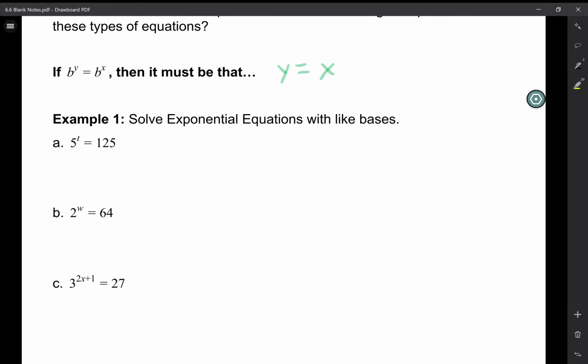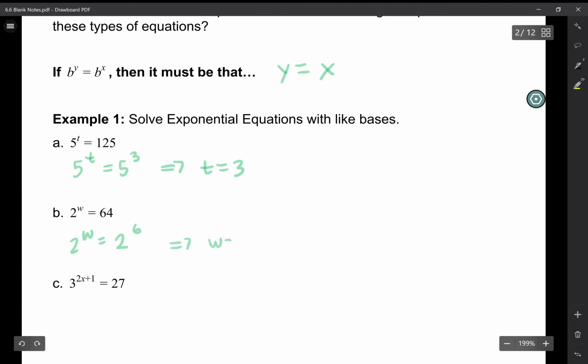Let's do the first example. 5 to the t equals 125. When you first look at this, you might not think these have like bases, but they do, because 125 can be written as 5 cubed. So if we rewrite this, 5 to the t equals 5 cubed, we can see that t must be equal to 3. Again, in part B, we can write 64 as a power of 2. 2 to the w equals 2 to the, I think, 6th. Let me just double check that. Yep, 2 to the 6th. So w is equal to 6.